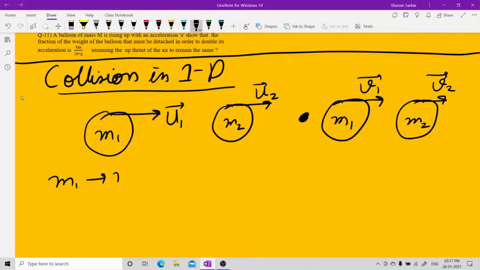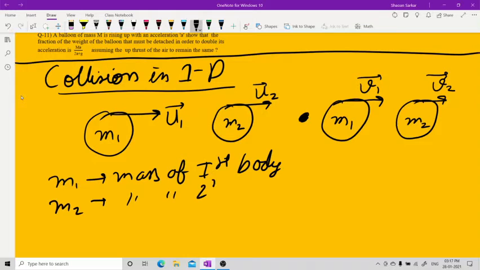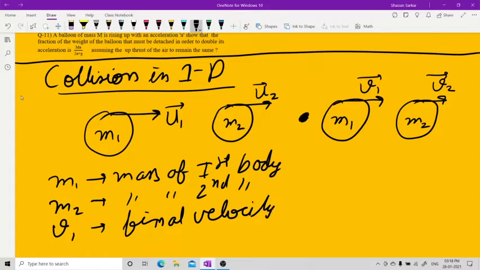Once and for all I'm writing it, but you need to write in every problem, in every derivation, that m1 is the mass of the first body, m2 is the mass of the second body, then v1 is the final velocity of the first body, that is m1, v1 vector, v2 vector.